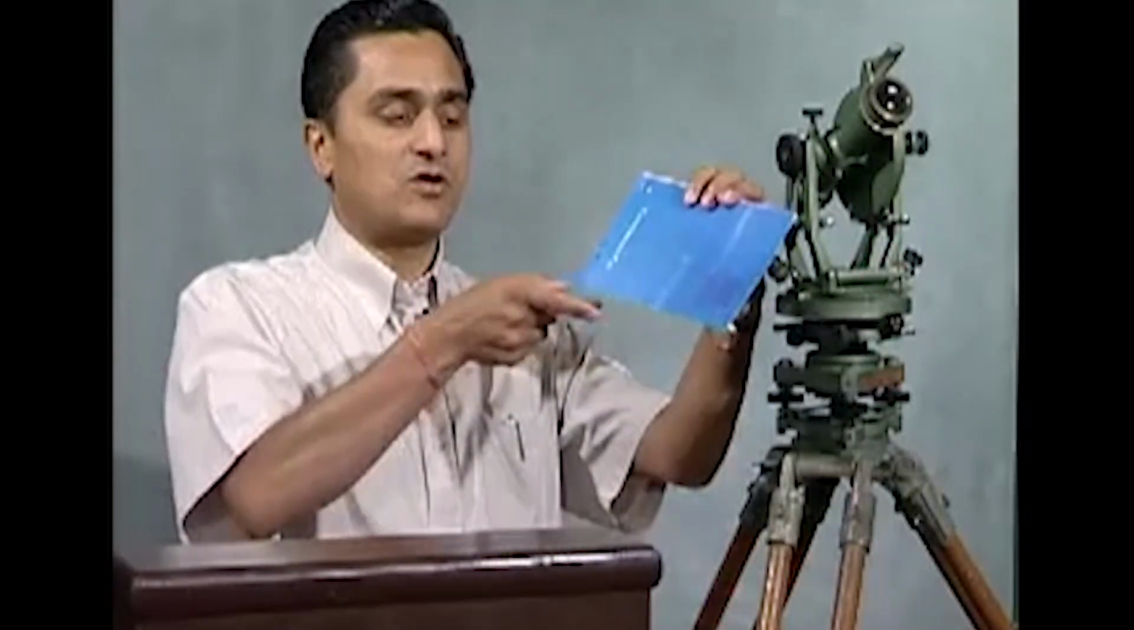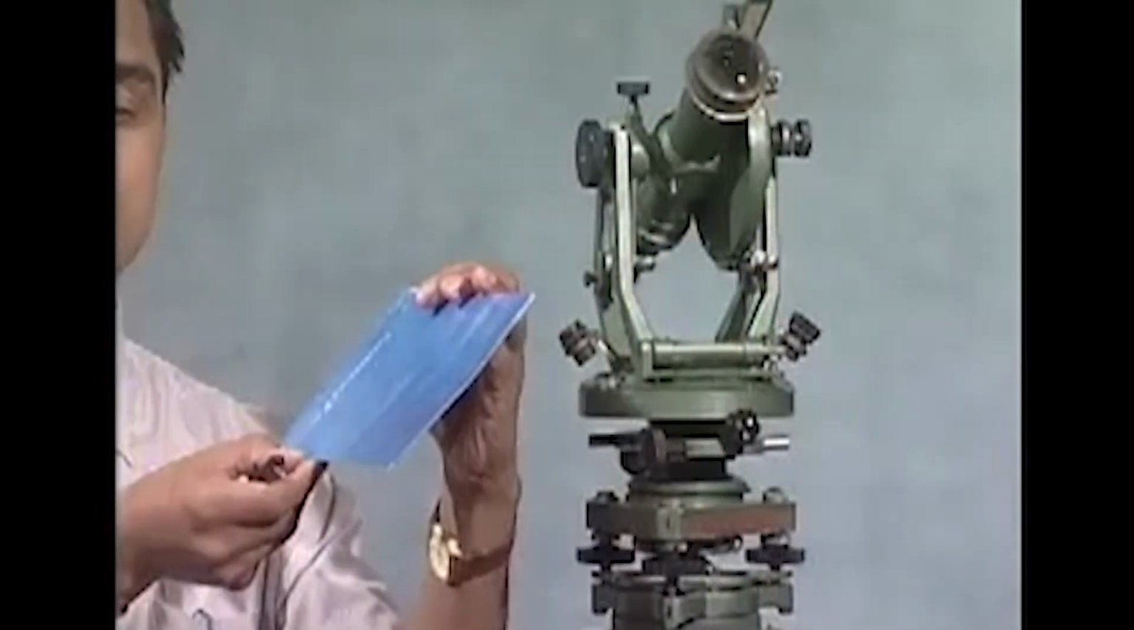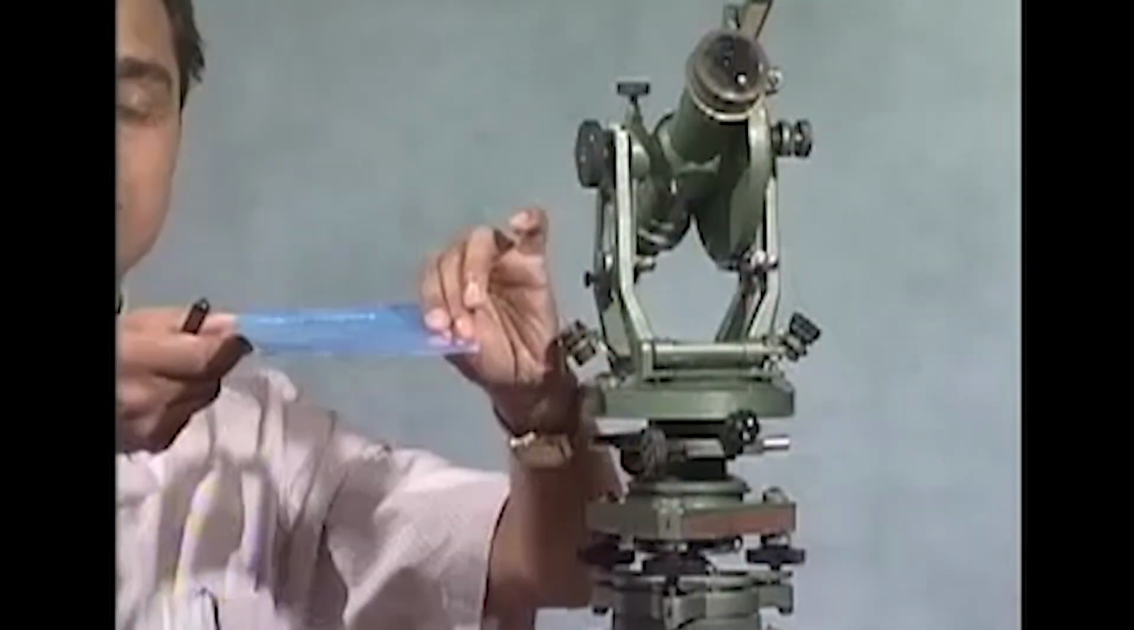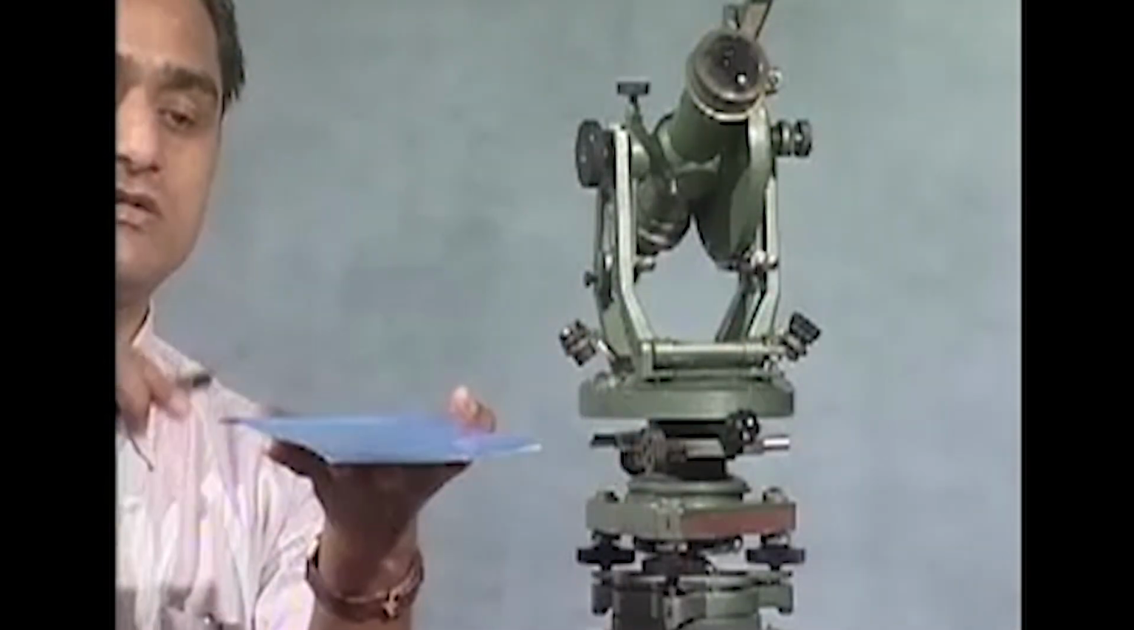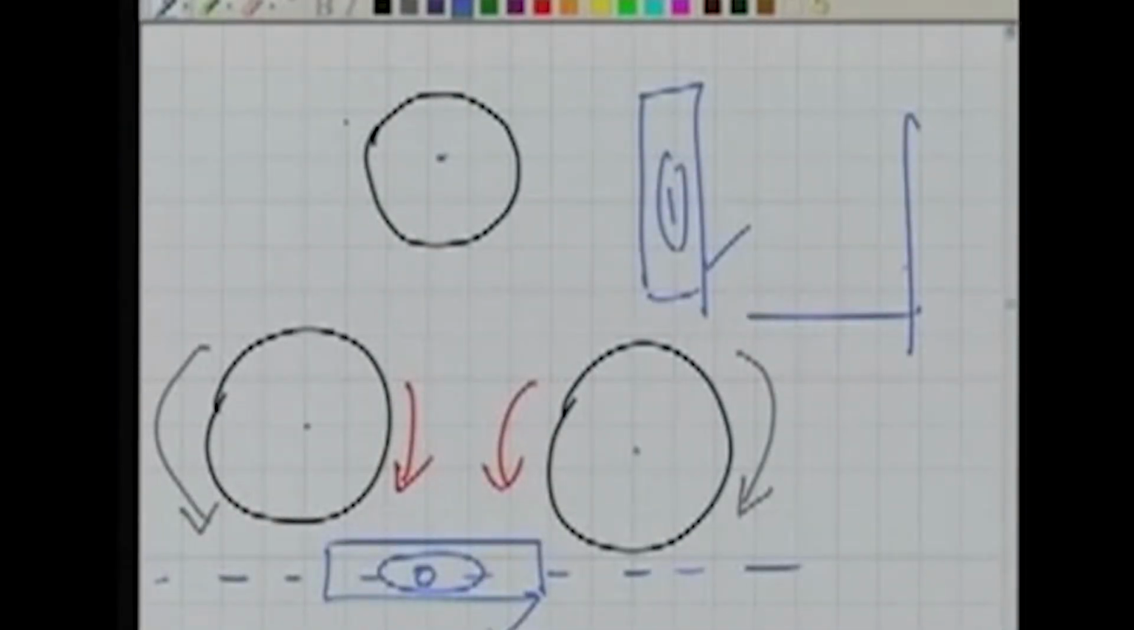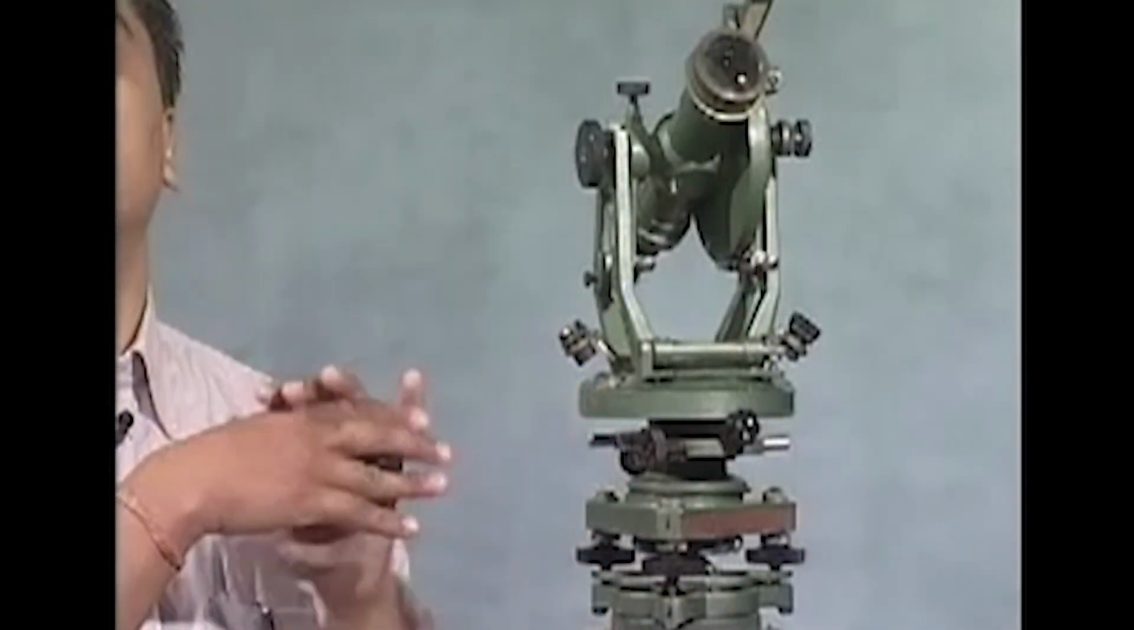Starting from a plane like this, we first made this line horizontal. Okay, this line is horizontal now. Then we made it horizontal this way. So if this is horizontal, this entire plate is horizontal. This is what we achieved by putting this bubble tube in these 2 perpendicular directions and using these 3 foot screws. This is how the instrument is made leveled.